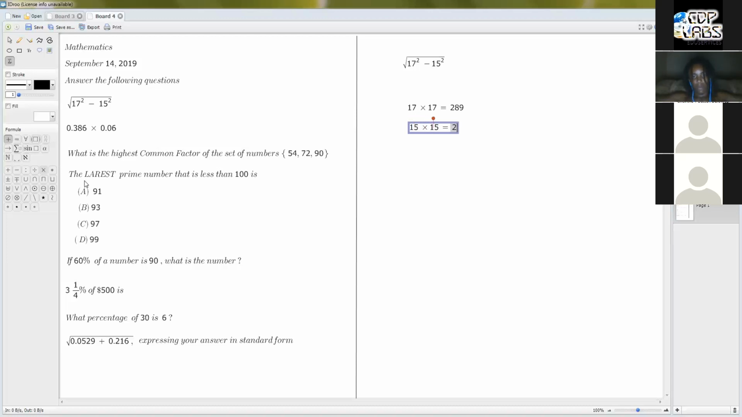225, right? So now that you found them, the next thing is to find the difference. 289 minus 225. That's equal to, the answer is 64. Then now, we find the square root of 64. 8. Yeah, that's correct. That's 8.